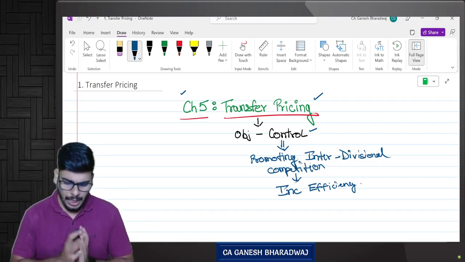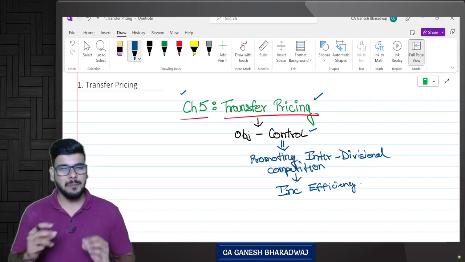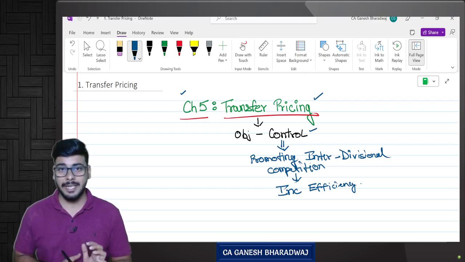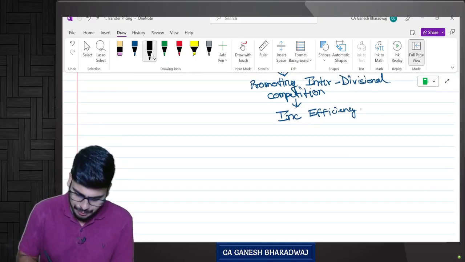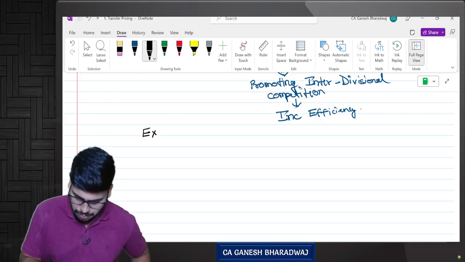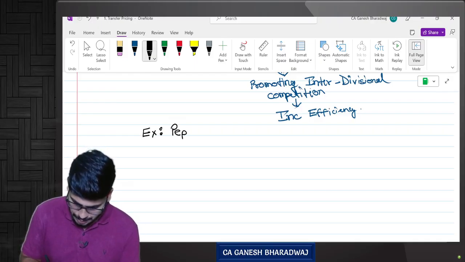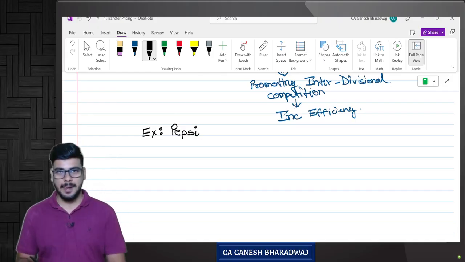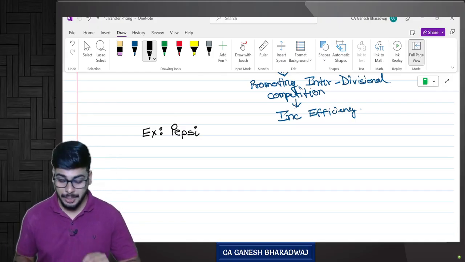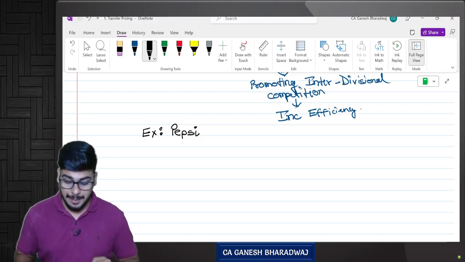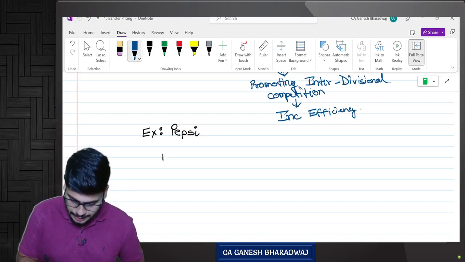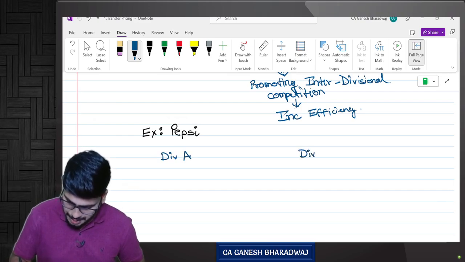So now, let me take an example to explain certain small concepts, and then I will get into what a transfer price is. So first, let us take an example of Pepsi. All of you know this company called Pepsi, right? Yes. So what business are they in? Soft drinks manufacturing. Now, let us say for our example purpose, this company Pepsi has two divisions, division A and division B.